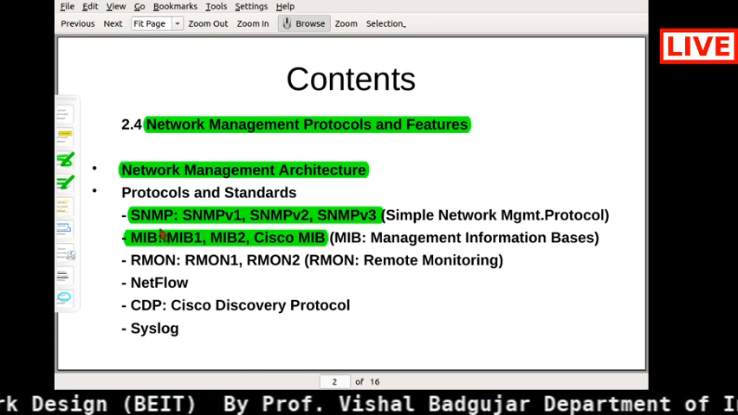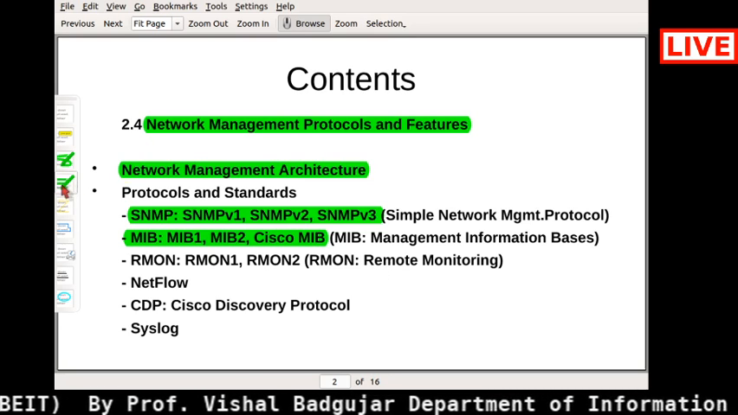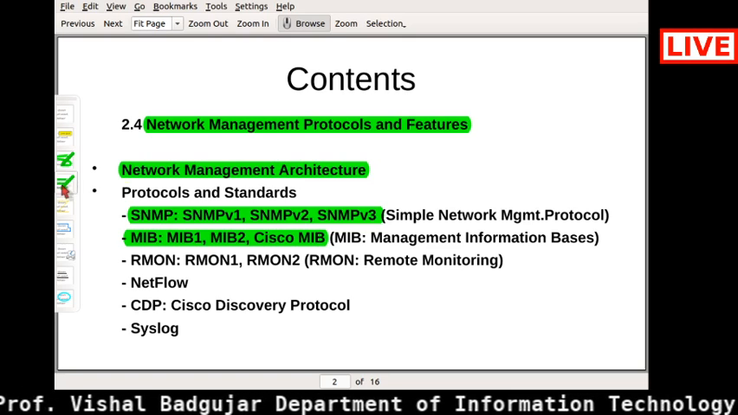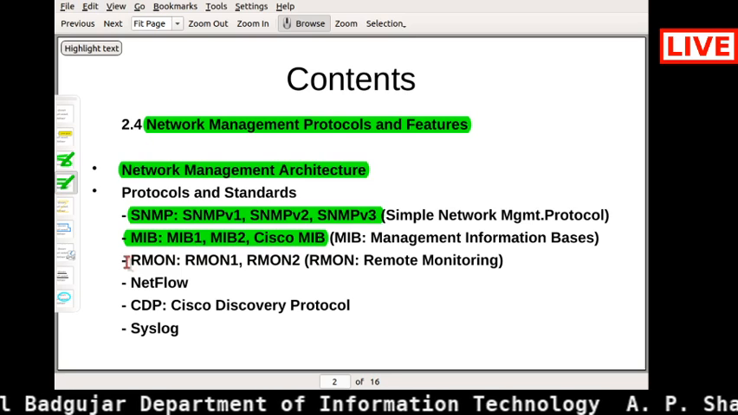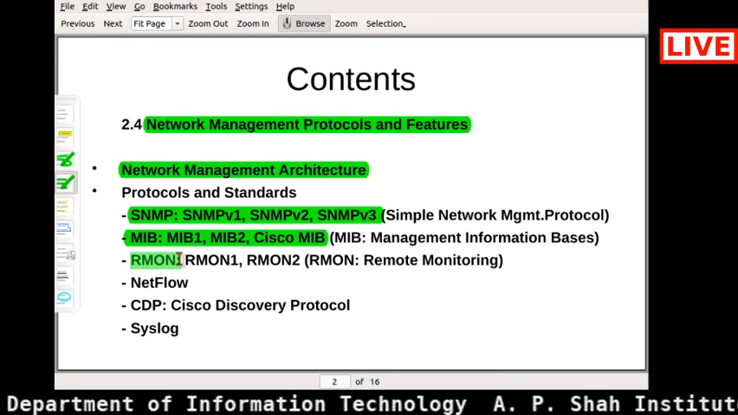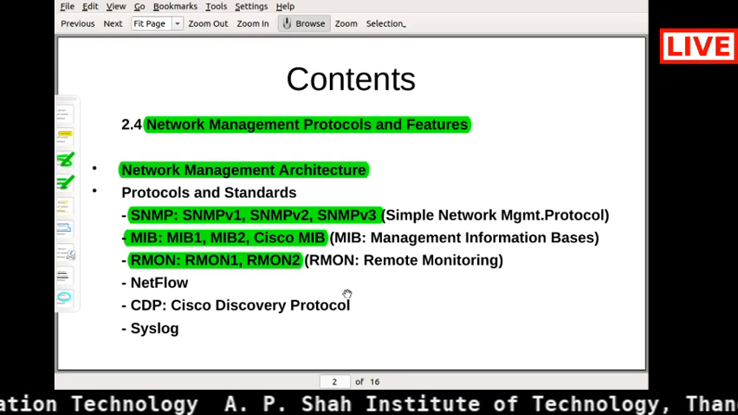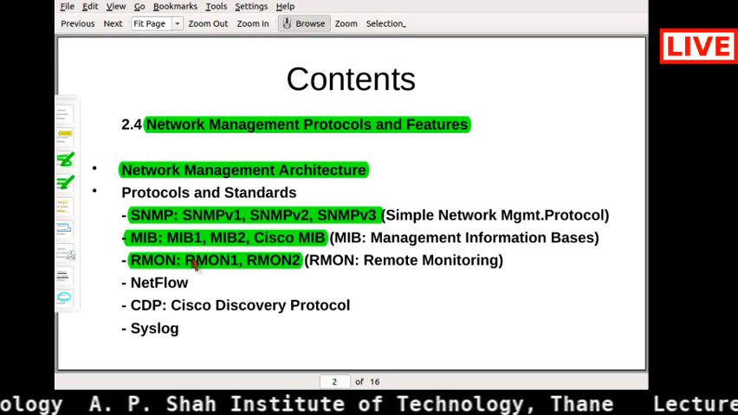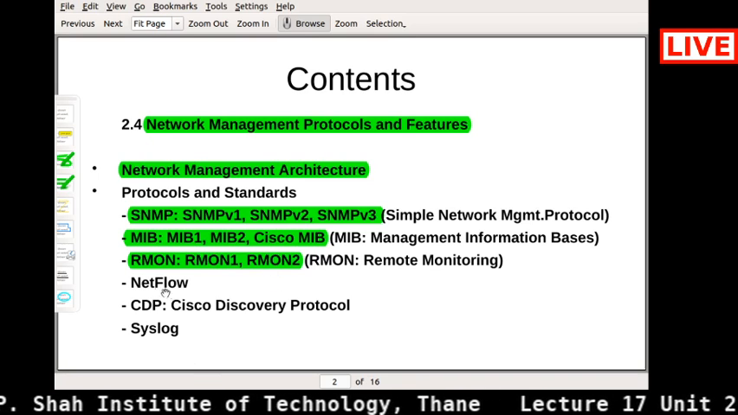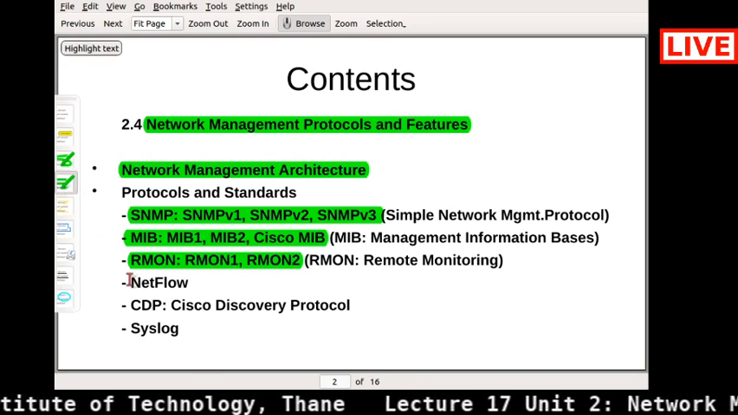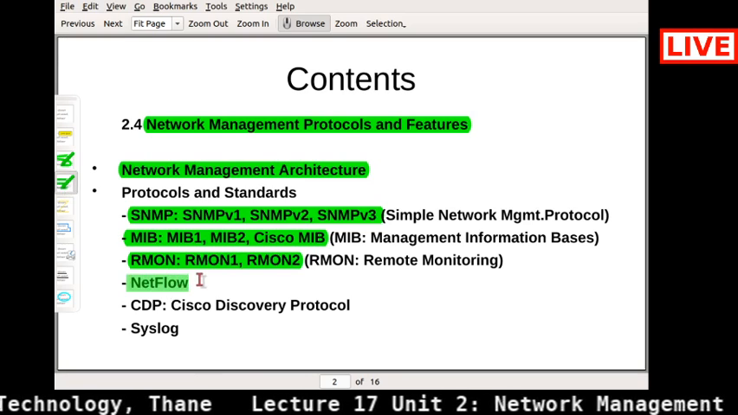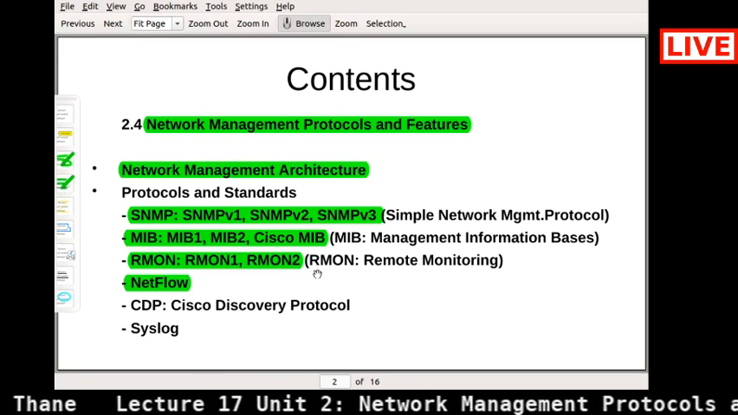Today we will discuss one more network management protocol, that we can call RMON. It has two types, that is RMON 1 and RMON 2, remote monitoring 1 and remote monitoring 2. Then we will see NetFlow, and how we are going to use this particular NetFlow.